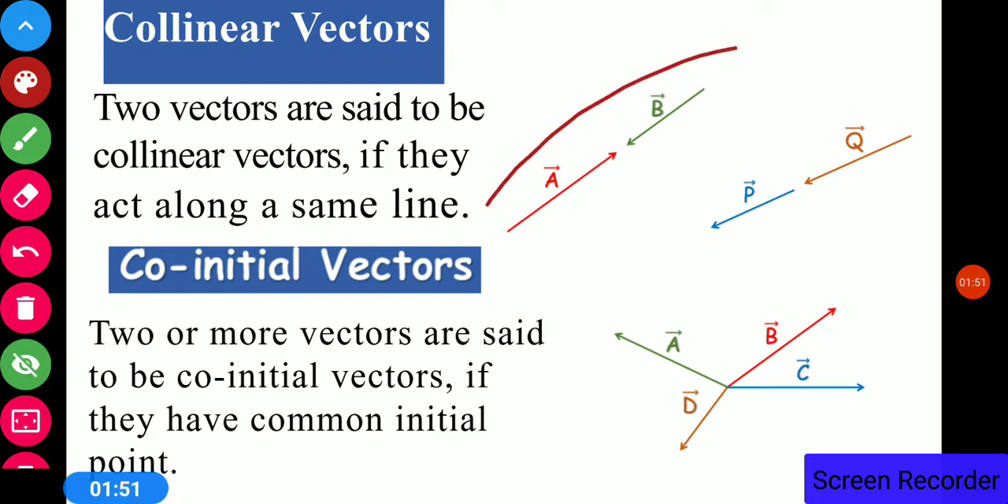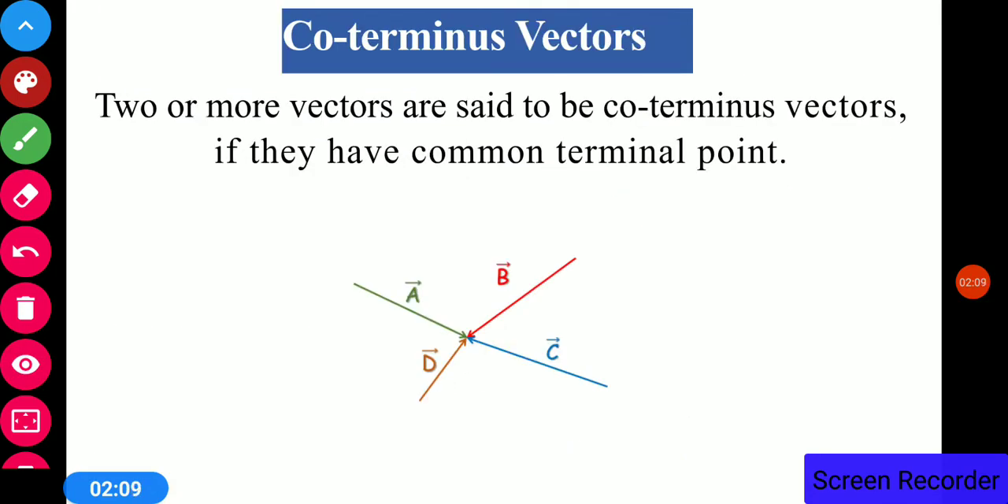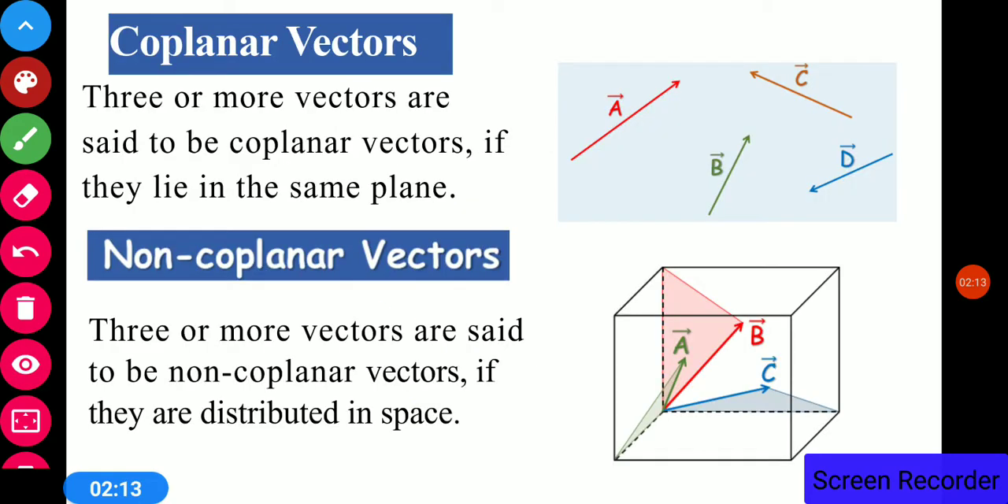Collinear vectors: if they are in the same line, whether the direction is the same or anti, they are collinear vectors. If they have the same initial point, then they are co-initial vectors. And if they have a common terminal point, then they are co-terminus vectors. Coplanar vectors are those in the same plane, but if they are distributed in space, then they are non-coplanar vectors.